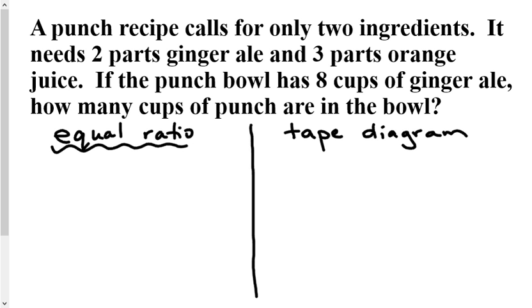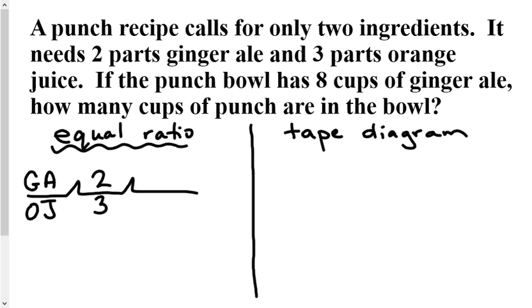We'll see. So a punch recipe calls for only 2 ingredients. It needs 2 parts ginger ale and 3 parts orange juice. So we might look at this and say 2 parts ginger ale, 3 parts orange juice. And then the question says if the punch bowl has 8 cups of ginger ale, so my 8 goes here, how many cups of... it doesn't say how many cups of orange juice. It says how many cups of punch. And I've got orange juice. This isn't going to work. I can't just put an X here and solve it and that X is going to be my answer. So we've got to think about this.